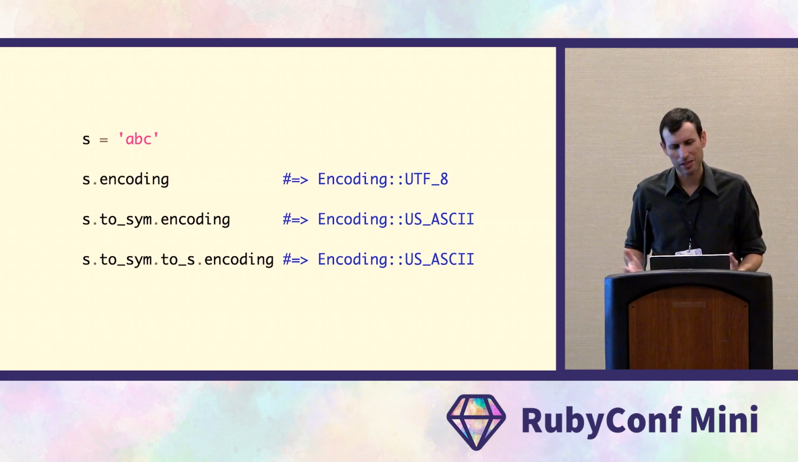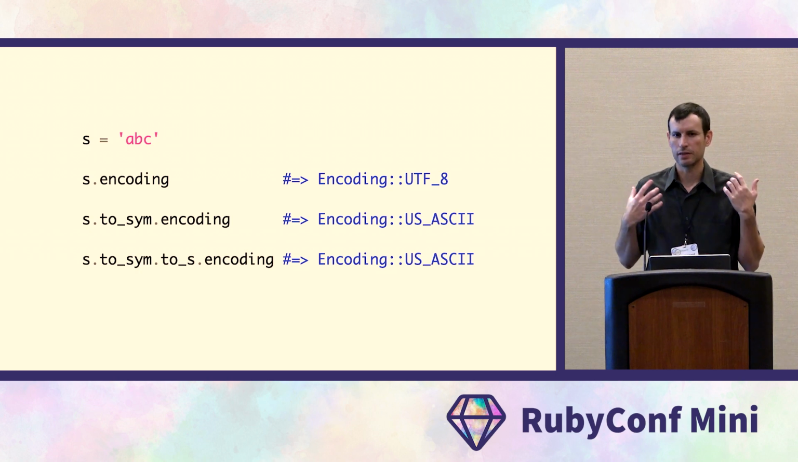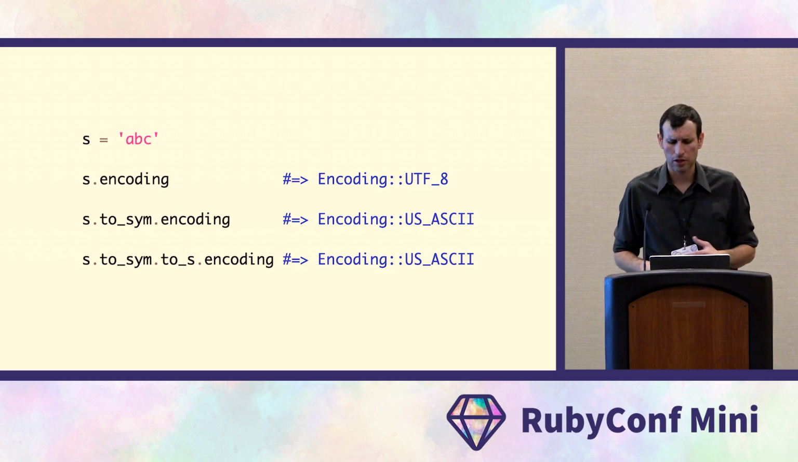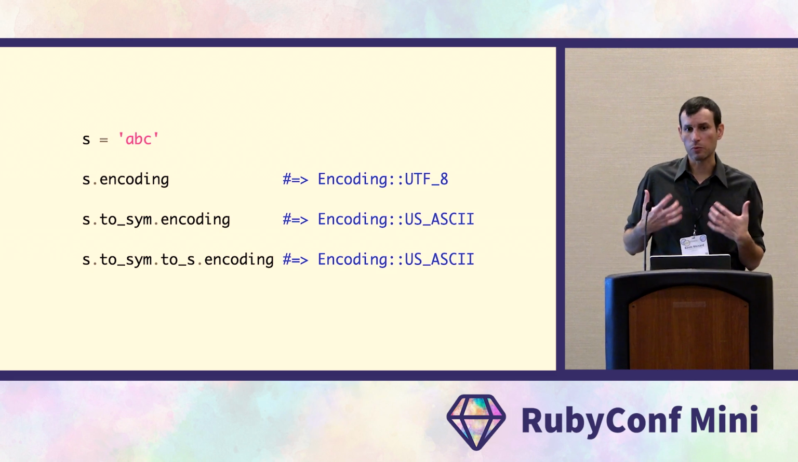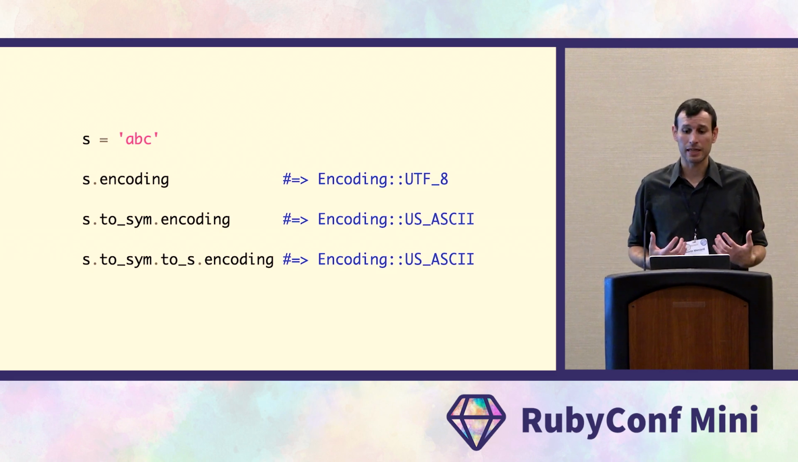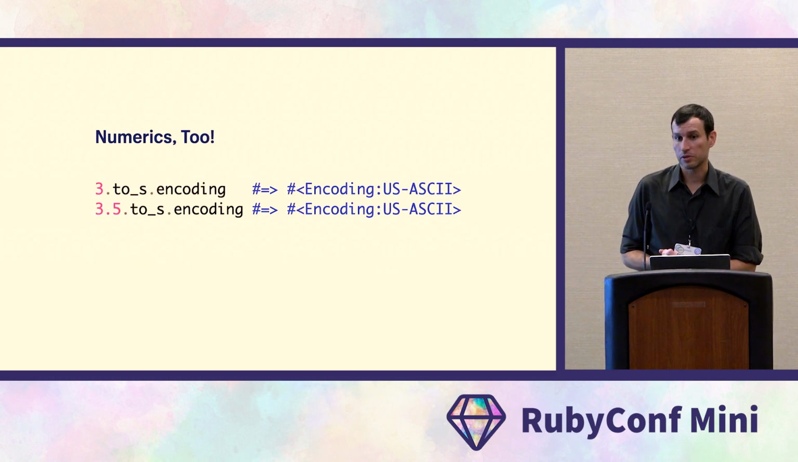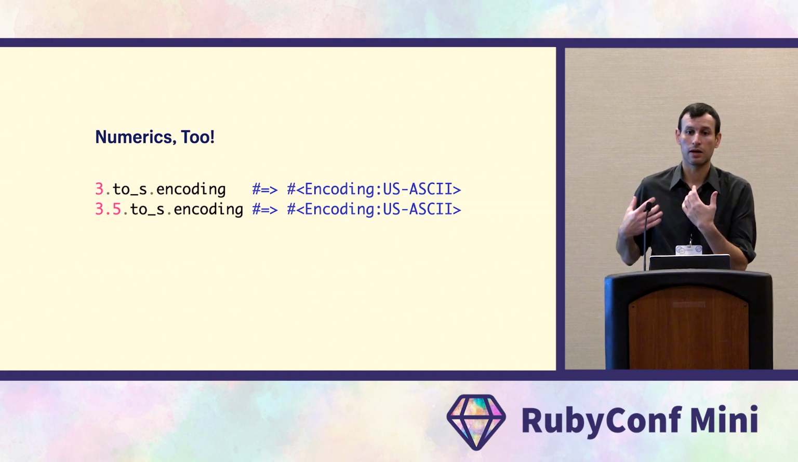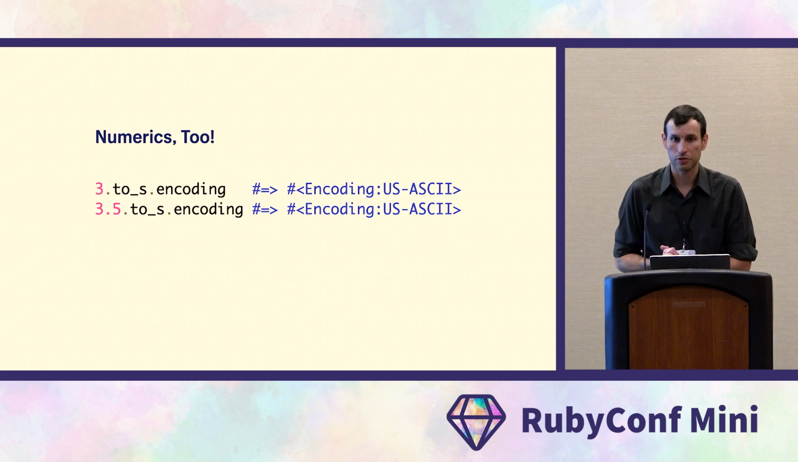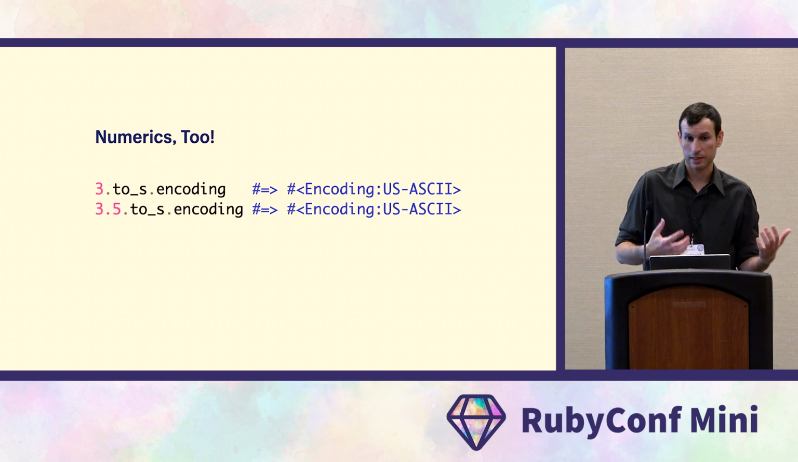And most of the time this doesn't matter. US ASCII and UTF-8 are ASCII compatible. It gets a little trickier if you have changed the default encoding. But the point is you could be working with strings in different encodings and not even really realize it. This comes up in numerics as well. So all of the digits are representable in ASCII. So if you convert an integer or a floating point value to a string, that will have the US ASCII encoding as well.